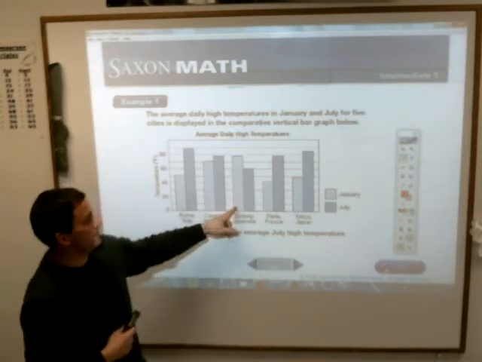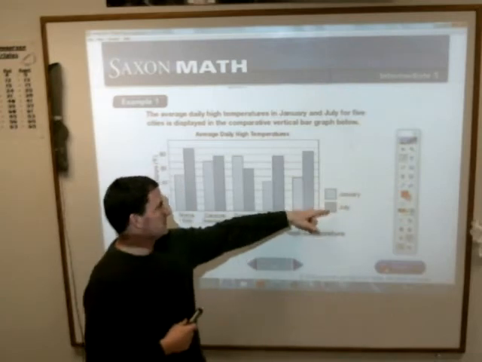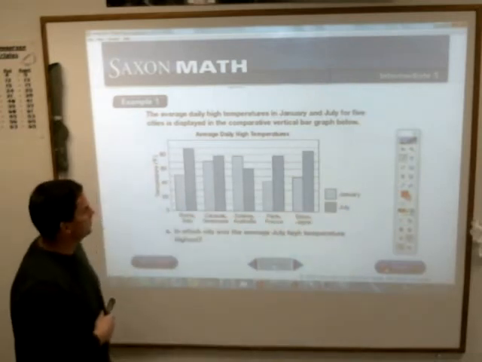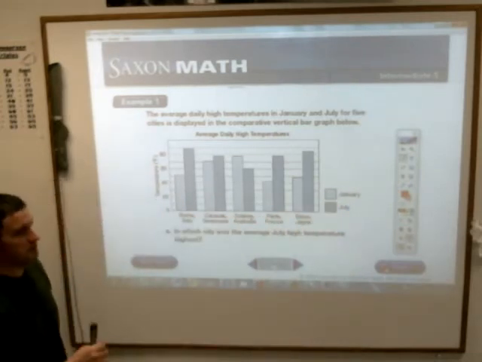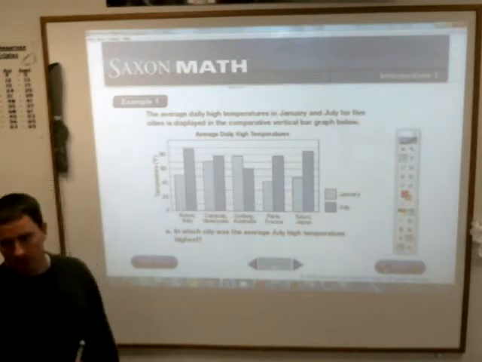If you're in the northern hemisphere, January is going to be much cooler than July. If you're in the southern hemisphere, it's completely opposite.